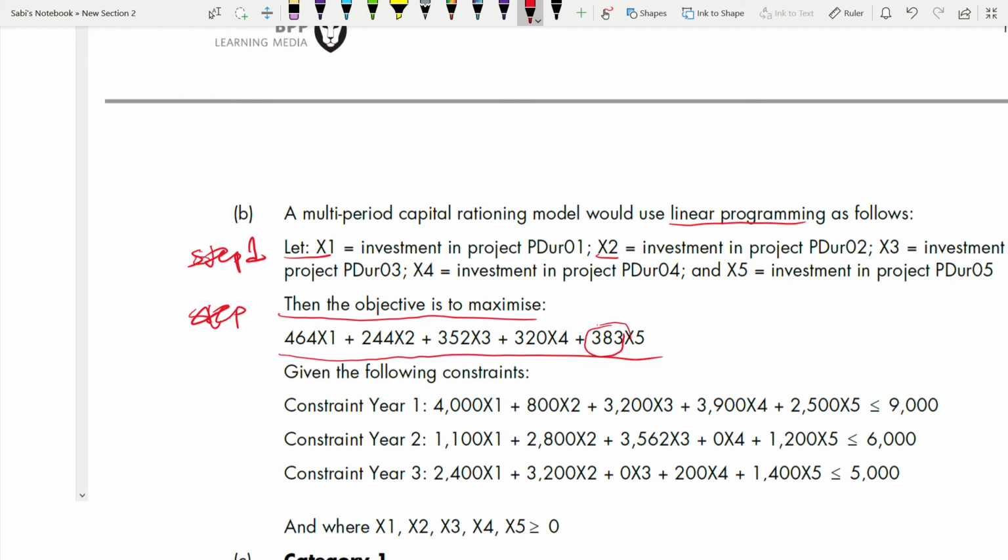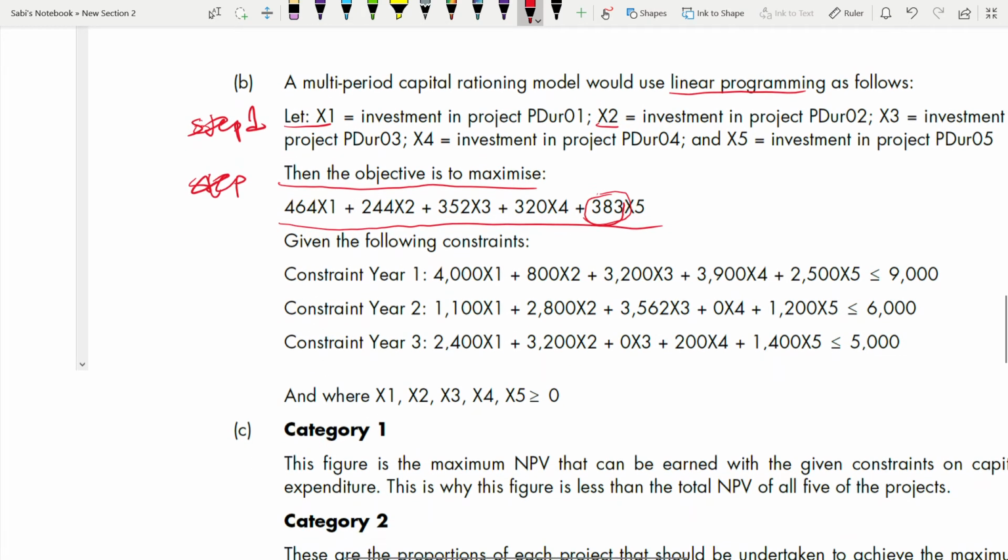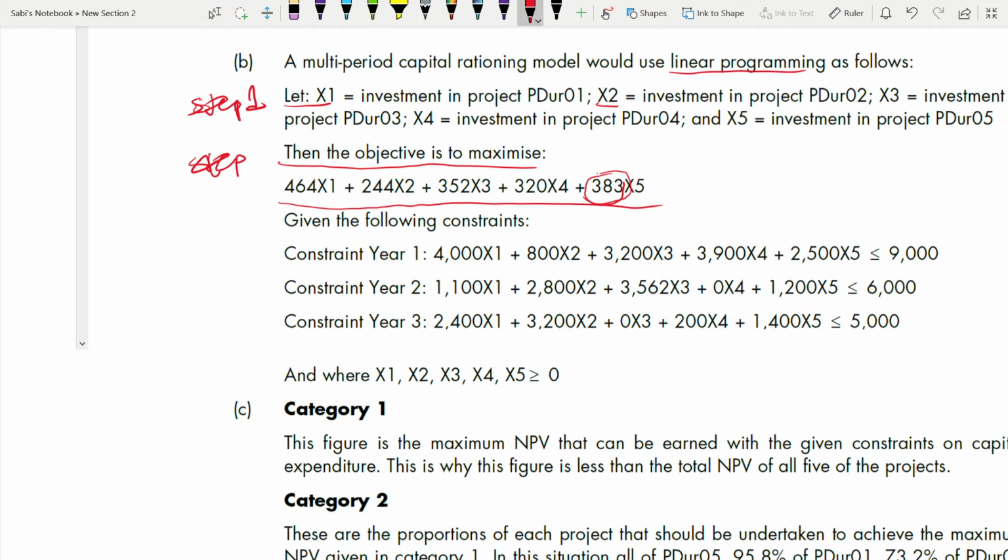This difference could be maybe due to rounding up, because there you have rounded up, right? Because of that rounding up, that difference is there, but that net present value only you have to use. Now comes step 3. This is step 3.